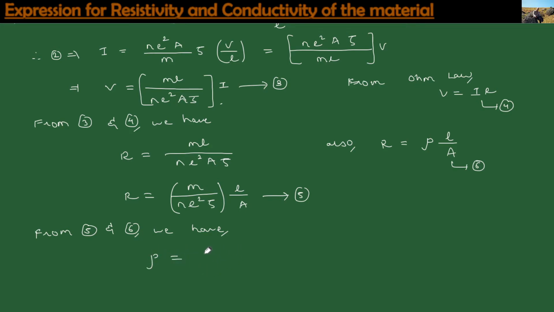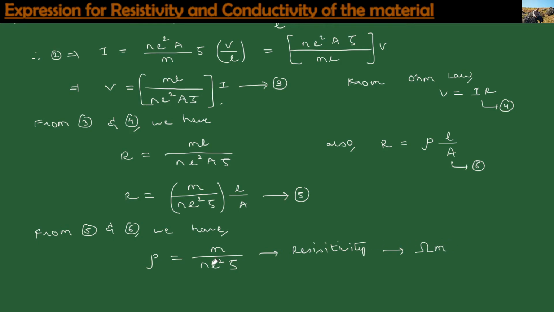That resistivity rho will be equal to m divided by n e square into tau. So this is the expression for what we define as the resistivity. And the SI unit for resistivity is ohm meter.